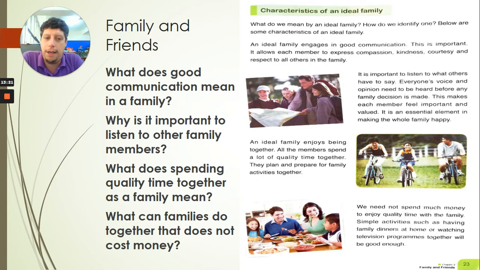An ideal family enjoys being together. All the members spend a lot of quality time together. They plan and prepare for family activities together. So this is all about being together as a family. You all live in the same home, so you should be happy around each other. You do different things together, and we call that quality time. When you're spending time with your family, having fun, being happy, that's called quality time.